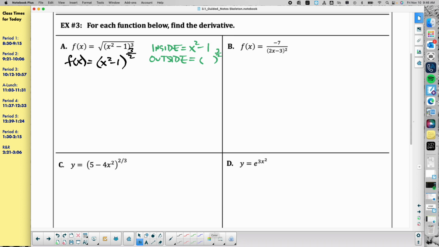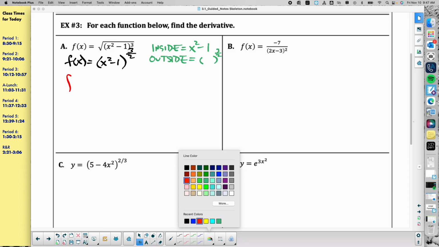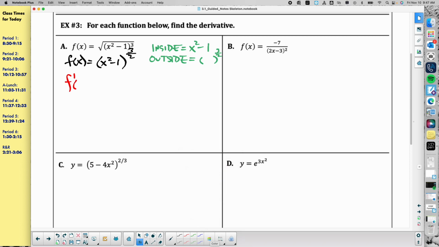So the outside function is what dictates how we approach it. Because I've got a power, I need to do power rule, and that's what I would focus on next. When I'm doing the derivative, I would do the derivative of the outside first. So something to the 3/2 power would be 3/2 times something, and then the power is going to be 1/2, okay? So that works exactly the same.